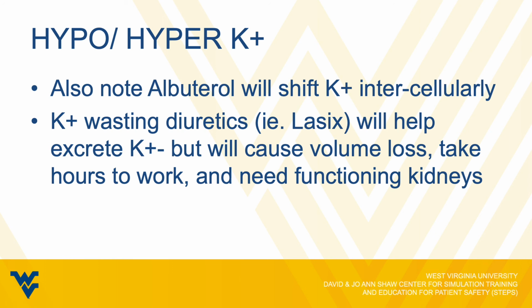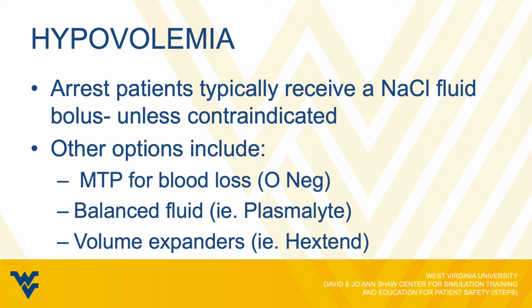K-wasting diuretics, obviously, like Lasix, will help the patient excrete potassium, but also cause volume loss. They take hours to work, and of course the patient has to have functioning kidneys for any loop diuretics. So keep in mind that Lasix, we talk a lot about watching their K level when they're on Lasix, but it's probably not an effective way to remove potassium from the body. If you have the time to wait for Lasix to work, you probably have the time and the ability to stabilize the patient for dialysis, or use KXLA, which is a more effective way that's not going to volume deplete the patient quite as much. All right, so moving on to the next.